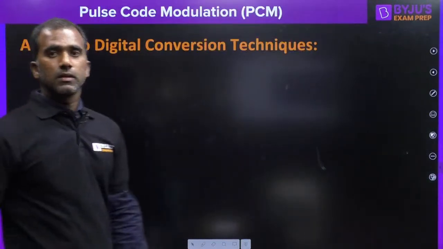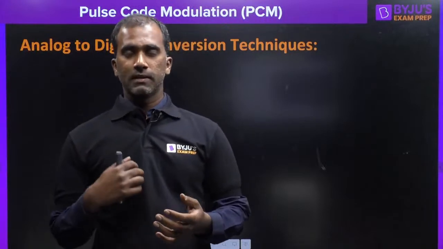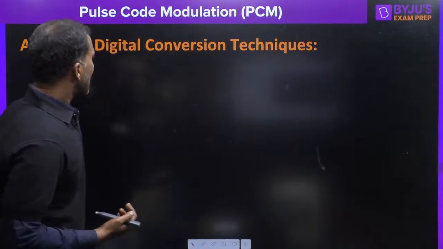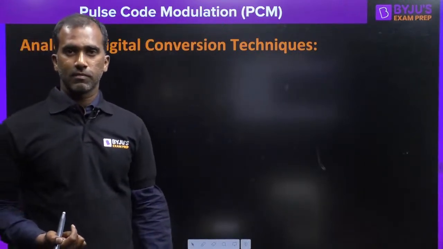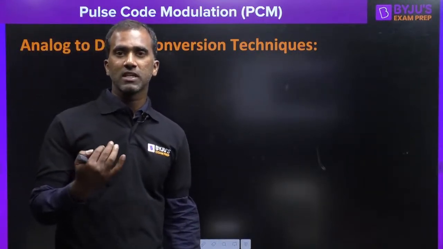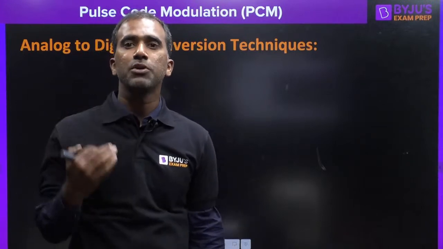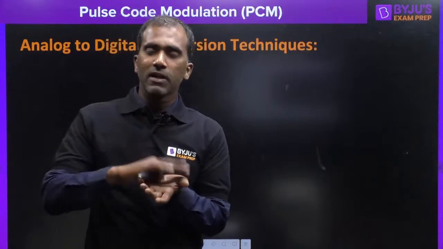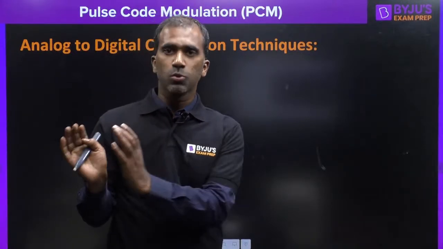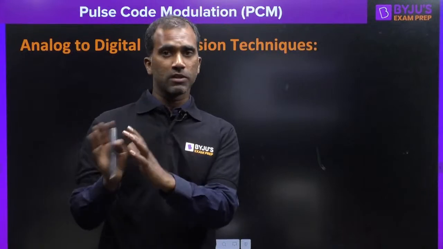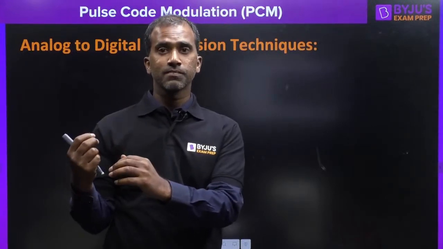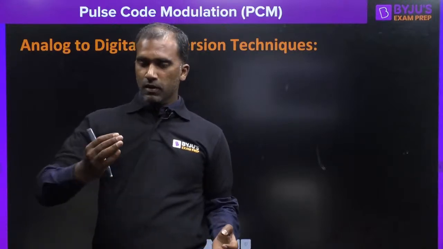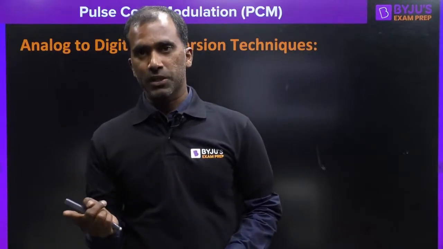Right. So before starting pulse code modulation, let's understand what we are talking about. We are talking about analog to digital conversion techniques, the different types of analog to digital conversion techniques that we use in communications. For storage, it's a different story. You can convert an analog signal to a digital signal for storage purposes. That is one reason for analog to digital conversion, because digital storage is more convenient and cheaper, right? So for the sake of storage, we can convert an analog signal to digital.